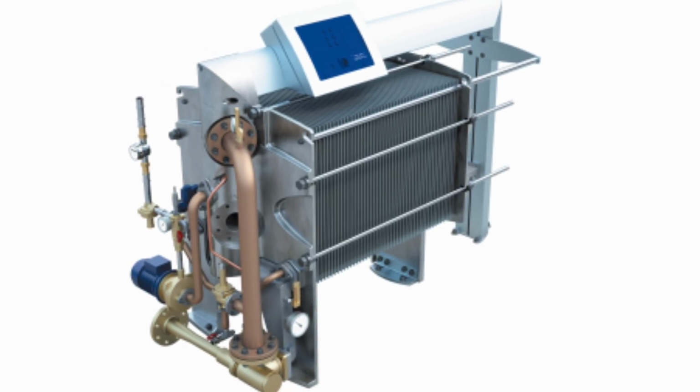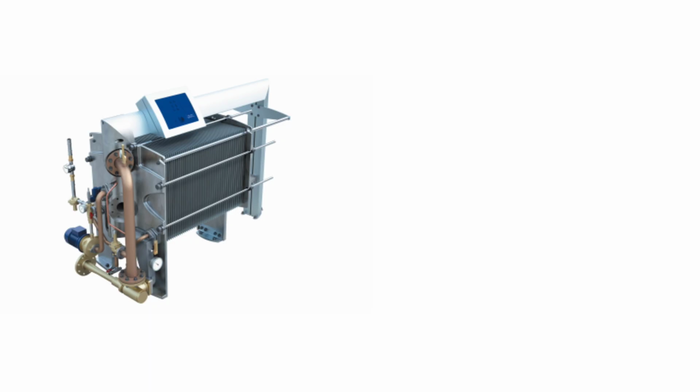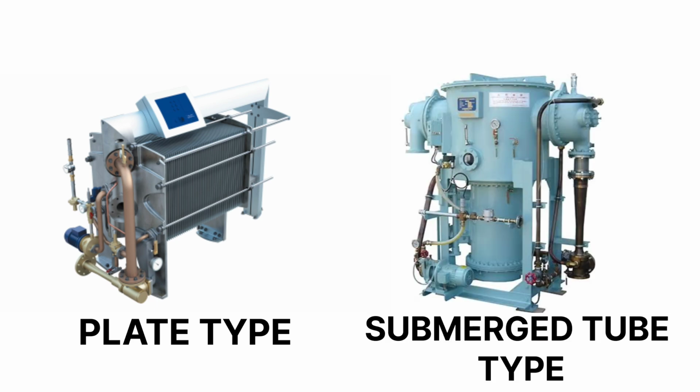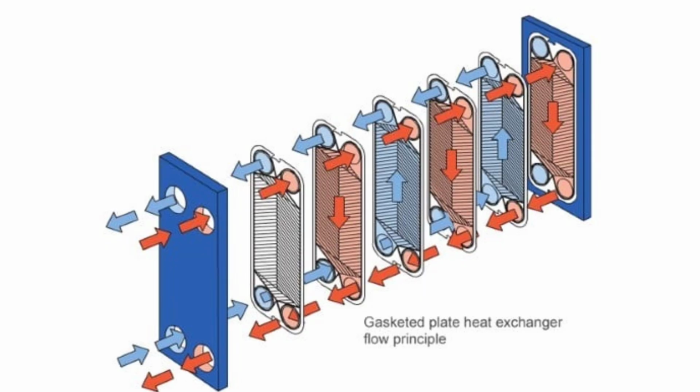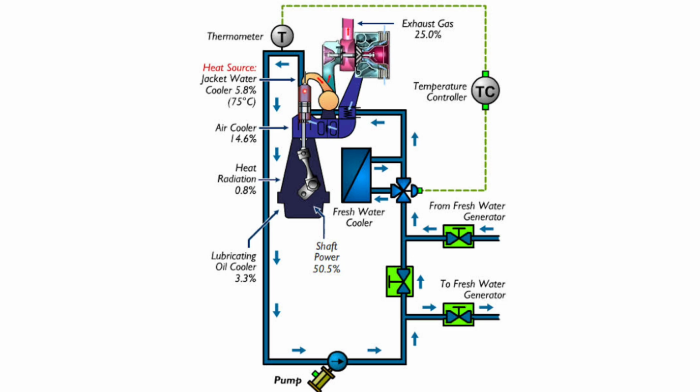Plate type freshwater generator. Working principle of plate type freshwater generator is same as that of submerged tube type. The only difference is the type of heat exchangers used. Here, plate type heat exchangers are used for condenser and evaporator unit. Heat from the diesel engine cooling water is used to evaporate a small fraction of seawater feed in the plate type freshwater generator or evaporator.